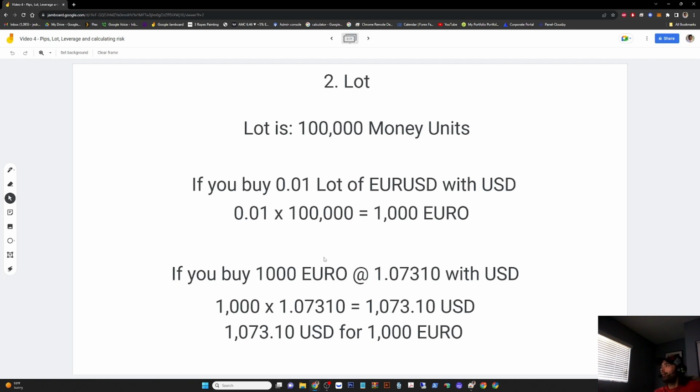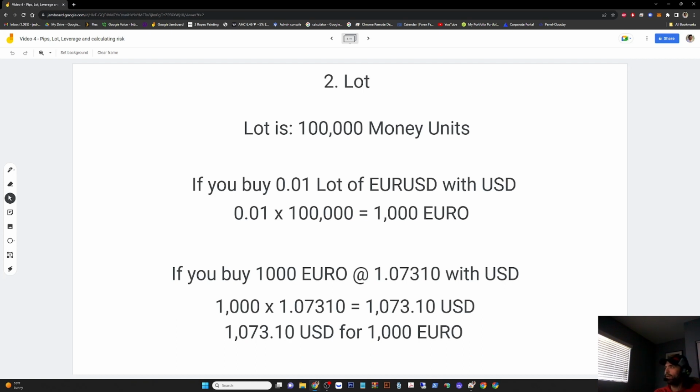We're talking about lot sizes in Forex. And once again, it's a unit of measurement that's the same for everyone. Now that you're thoroughly confused, 1 lot in Forex is 100,000 currency units. Well, what the hell does that mean? If you buy a 0.01 lot of Euro USD with USD, or with the American dollar, you'll have 1,000 euro.